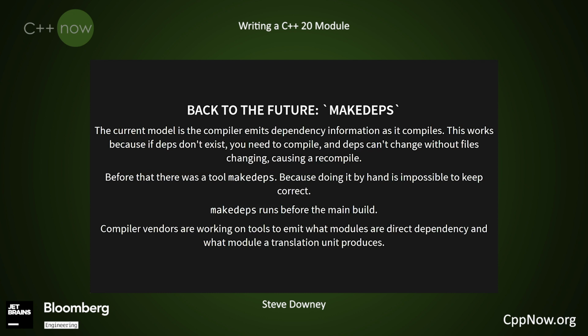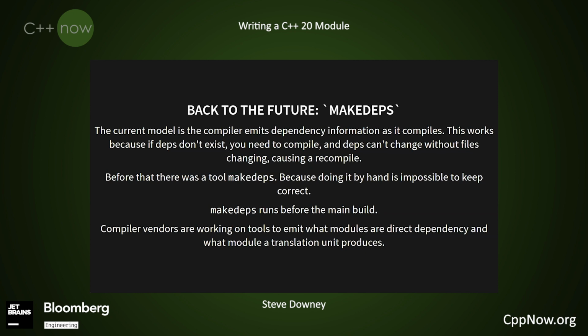Basically, we're going to go back to the future. So we have a very long time ago, before current dependency technology was invented or implemented, the program makedeps. Currently, a compiler emits dependency information as a side effect of compiling. This works because if we're going through the first time and don't have dependency information, we can assume that we need to compile it. So we compile it and get the dependency information next time.